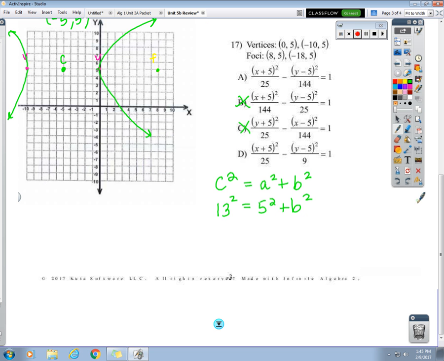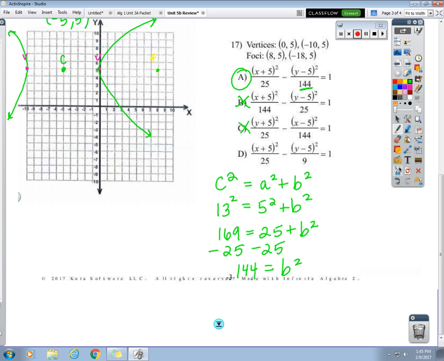So now look what I can do with this. 13 squared is 169. 5 squared is 25, plus b squared. Now I subtract 25 on both sides, and I get 144, which would mean b is 12, but in the formula you would keep it squared, so it would be 144. Does that make sense?